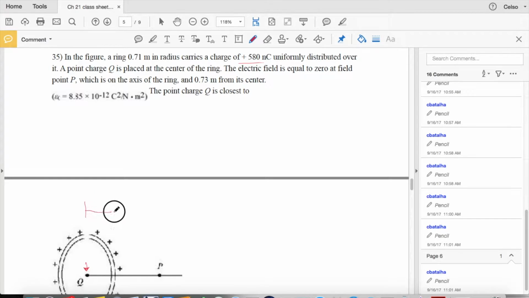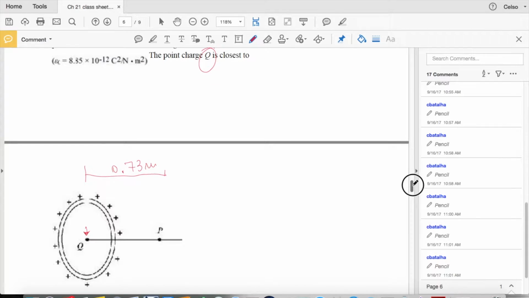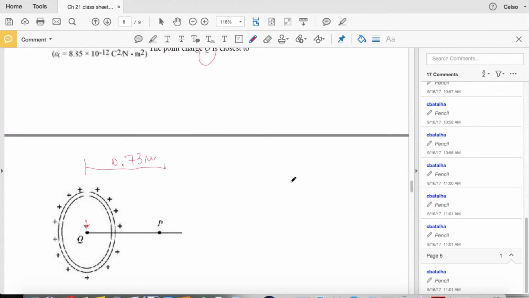And the distance here is given, 0.73 meters. And then we want to find Q. Oh, that's interesting. So first of all, it says the electric field at point P is equal to 0. What does it mean? Well, it means you could solve this problem thinking about electric field being 0, or you could even put a test charge at point P and then say, well, the electric force at that point is 0.